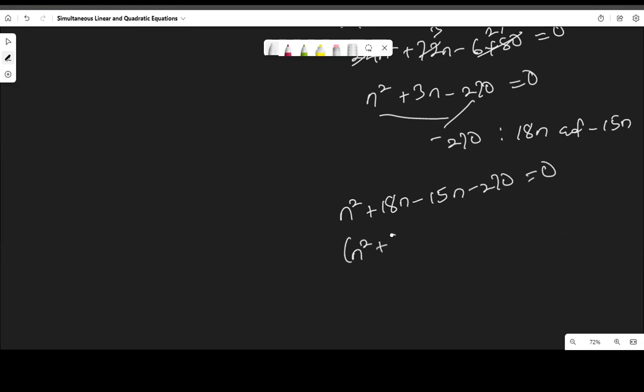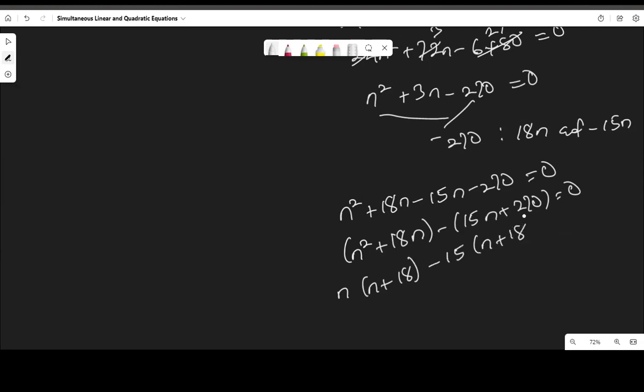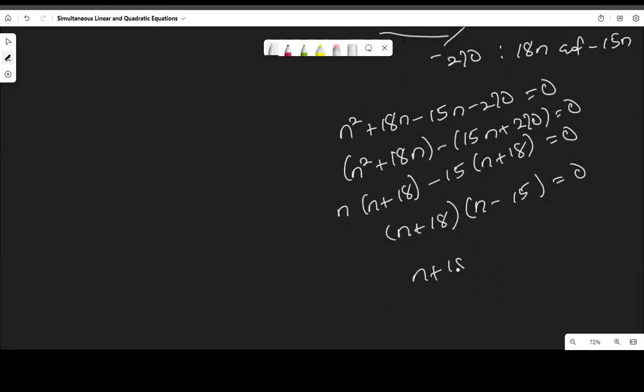Grouping it 2 by 2, n squared plus 18n, minus 15n minus 270 equal to 0. Here n is common, n plus 18, minus 15 into n plus 18 equal to 0. N plus 18 is common, then n minus 15 equal to 0. Either n plus 18 is equal to 0 or n minus 15 is equal to 0. N is equal to minus 18 or 15.